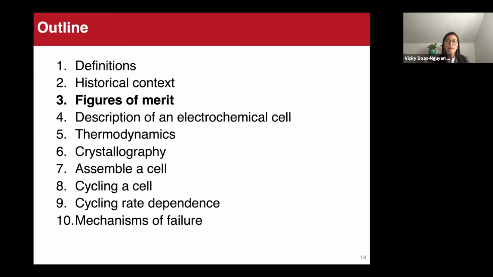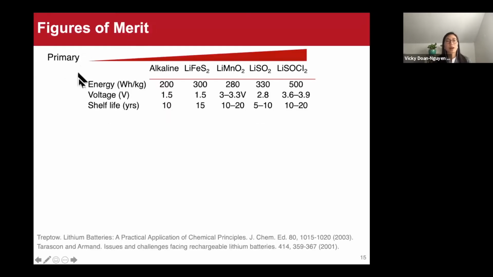Okay, number 3. Figures of merit. You can see here in primary batteries, when we talk about figures of merit, we're talking about how much energy does a battery have, what operating voltage does it work at, and what kind of shelf life does it have. So here you see for primary or non-rechargeable battery technology, alkaline metal batteries have about 200 watt-hour per kilogram, lower operating voltage of 1.5 volts, and about 10 years shelf life.